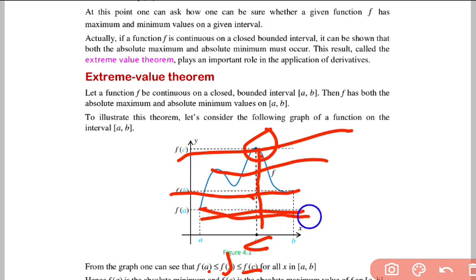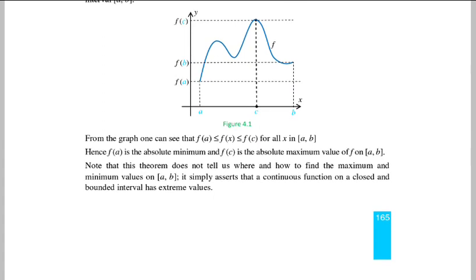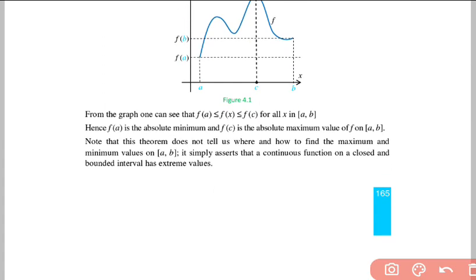Hence, you write f of a is the absolute minimum, right? And f of c is the absolute maximum value of the function on the interval.